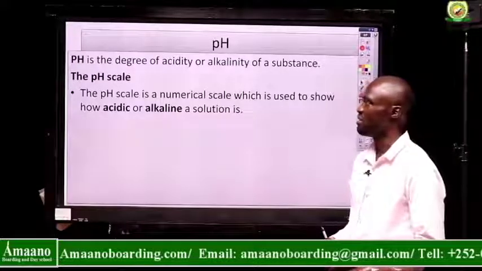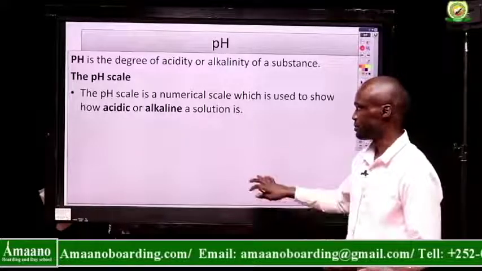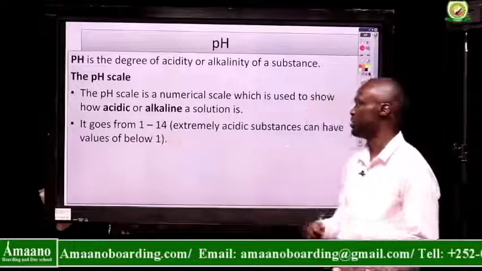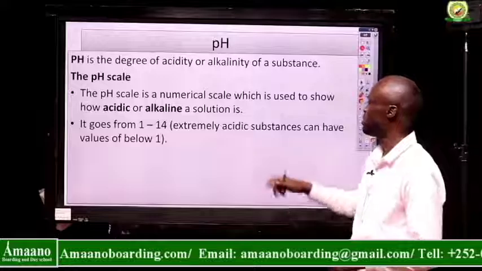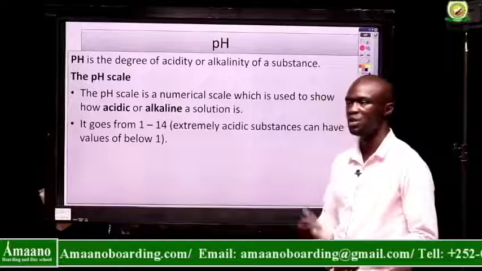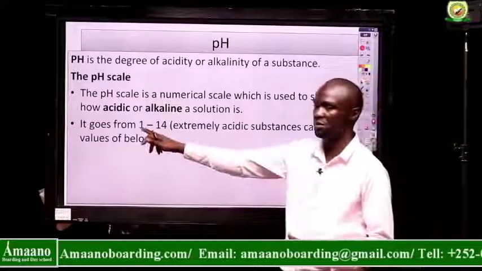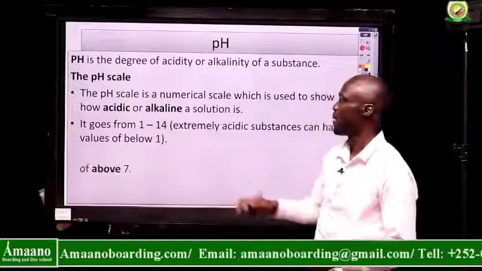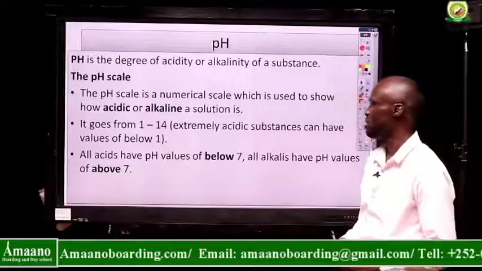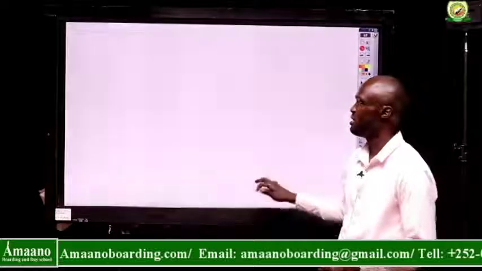And this scale ranges from 1 up to 14. For example, it goes from 1 up to 14, and extremely acidic substances have a pH that is below 1, that is 0 point something. Not negative, we don't have that, because our scale runs from 1. Then all acids have a pH value that is below 7, and alkalis have a pH value that is above 7.